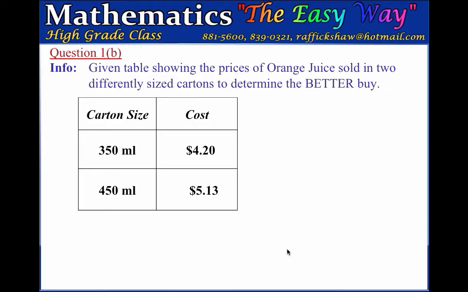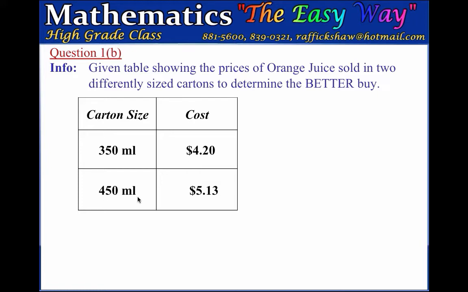So in this method, to determine the better buy, what we say is that we want to see how much we are getting for $1. So it's a matter of making the comparison for each of the cartons and seeing how much of the juice in each carton we are getting for $1. And so the one that we are getting more juice for $1 would be the better buy. And so if 350 milliliters is sold for $4.20, all we need to do is divide this as a ratio by 4.20 to see how much juice we would get for $1.